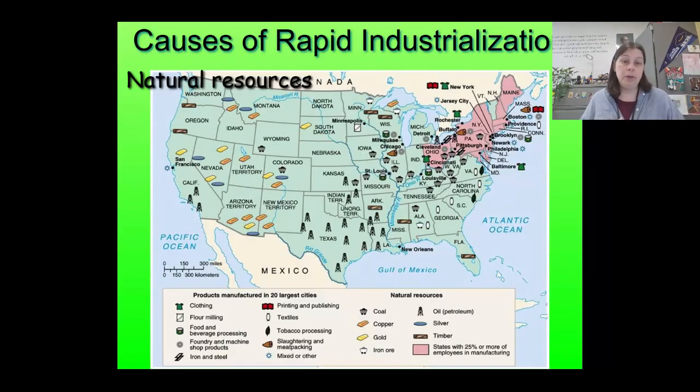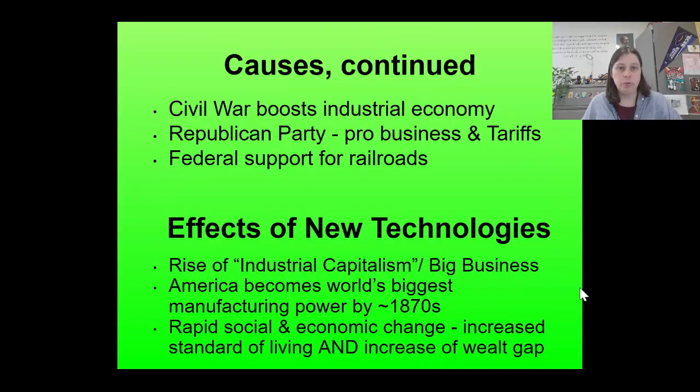We have a lot of lumber and timber, right? We have all of the ores and natural resources that you can see on here, so we don't have to import quite as much. We have a big, vast country that provides a lot of natural resources.